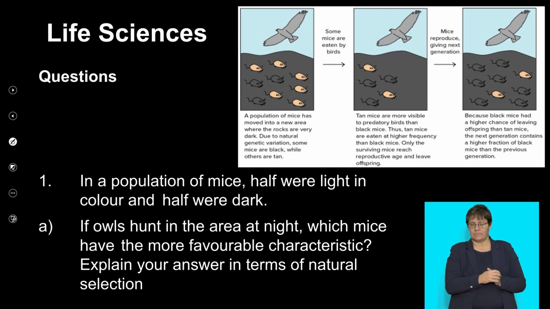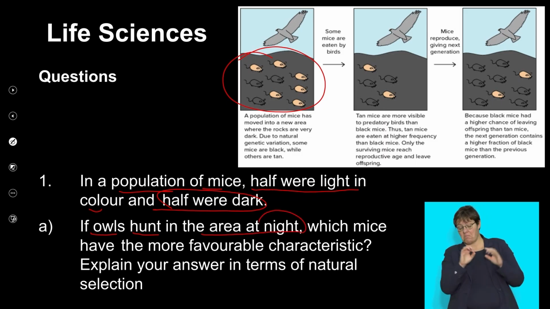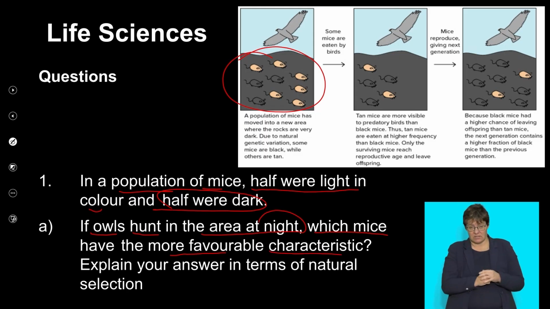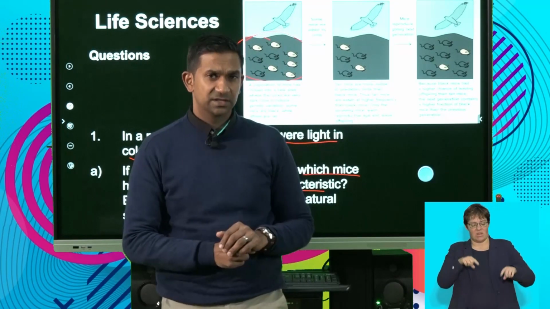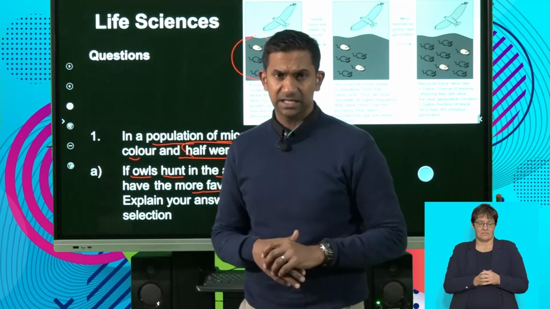The question reads: in a population of mice, half were light in color and half were dark. So there's probably an equal distribution of dark and light colored mice in a population. If owls hunt in the area at night, which mice have the more favorable characteristics? So we often refer to individuals having variation. Again, we see variation amongst the mice. Some are dark colored, some are brightly colored.